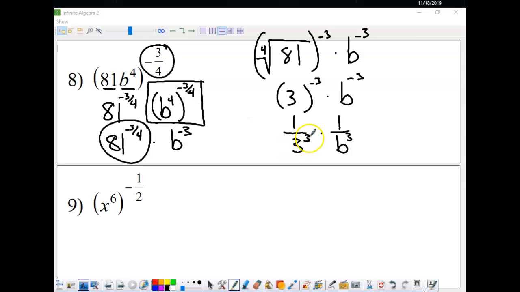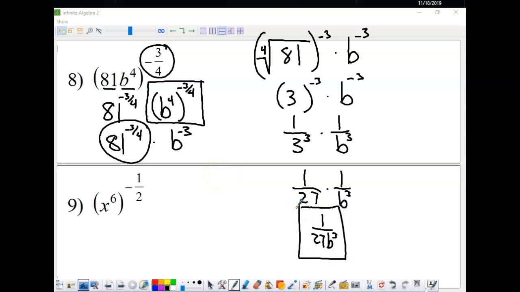Now what's 3 to the 3rd power, you guys? 3 times 3 times 3. 27. And then we can go ahead and put these together to get 1 over 27b cubed. So every time it's negative, it has to be like that, 1 over this. It's the way of it.